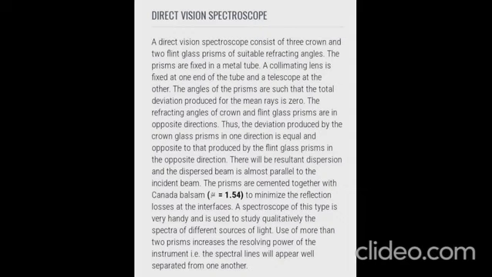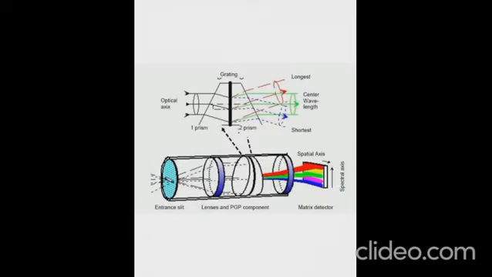Use of more than one prism increases the resolving power of the instrument. The spectral lines will appear separated from one another. Then the diagram: optic axis, longest wavelength, central wavelength, shortest wavelength in two prisms. Then entrance slit, lens, PGP component, spectral slits, then matrix detector.